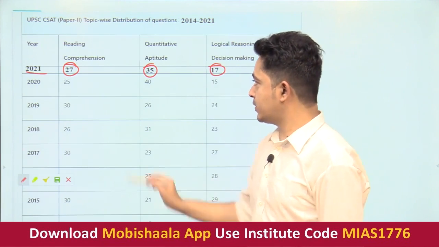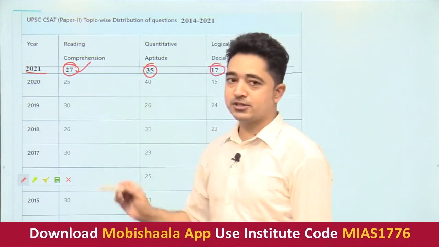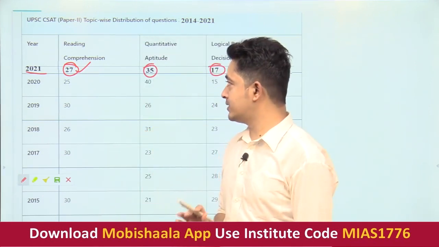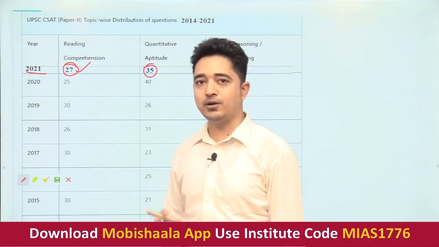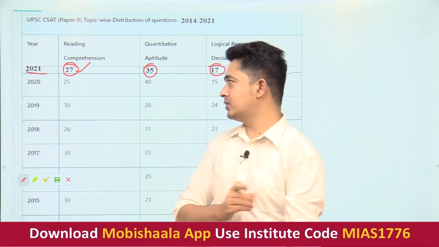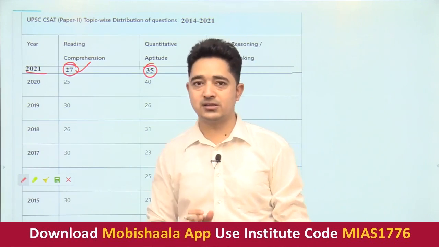If you talk about 27 questions, each question carries 2.5 marks in your exam. So if you are good enough to solve the reading comprehension portion, you will crack the CSAT, which requires 33% weightage, right?